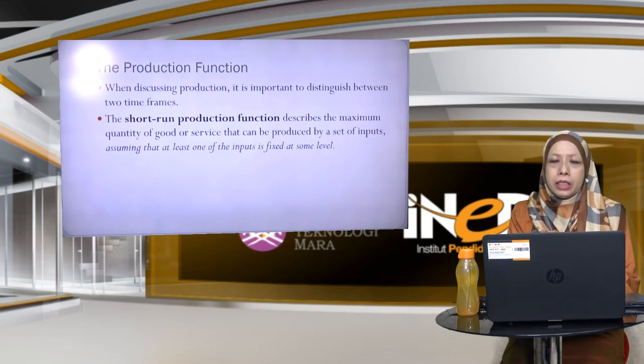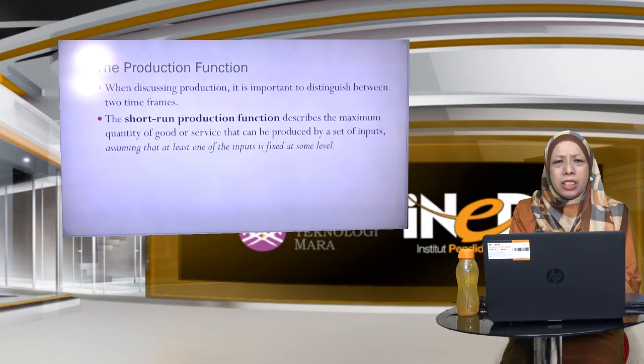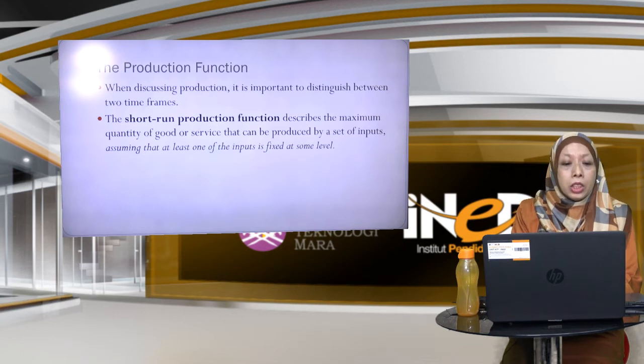Now in economics, when we want to distinguish between the two periods of time, it's not in terms of the number of months or the number of years, but actually it is in terms of the type of inputs that you use. So let us look at what short run is all about.